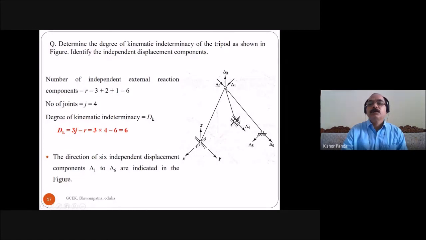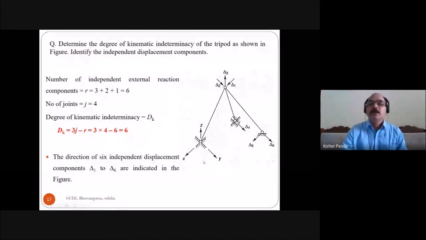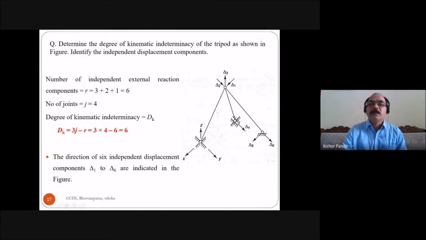Because here you see, here 3 displacements take place, delta 1, delta 2, delta 3. Here there is no displacement because there are 3 external reaction components. That 3 external reaction is your constraint against the displacement. Here 2 reaction components, so only 1 displacement takes place, delta 4 along this direction. And here you see only one reaction, means one constraint against the vertical displacement, and another two displacements take place, delta 5 and delta 6. So this is the direction of the displacements.